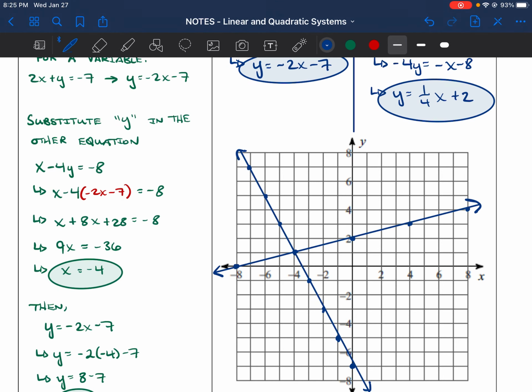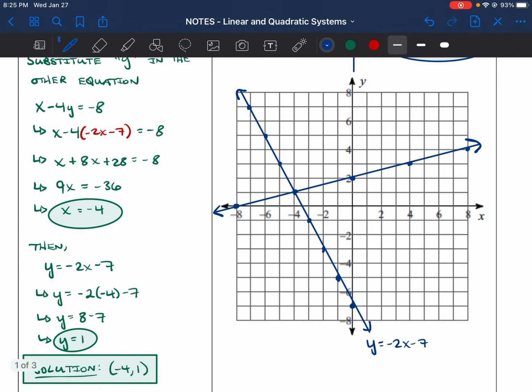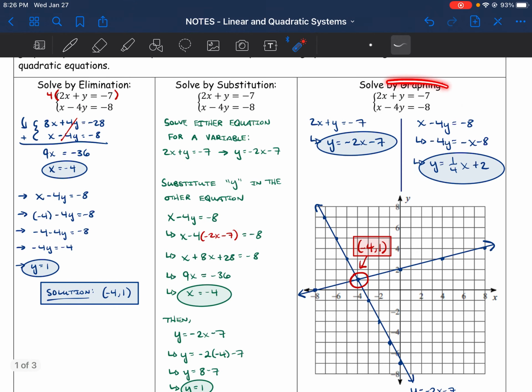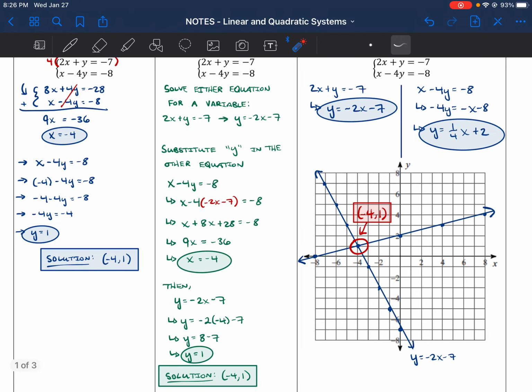The intersection of the two lines is going to be the solution to the system. Notice the two lines are intersecting right here at negative 4, positive 1. And once again, this should not have been a surprise to anybody because this is the exact same system all the way throughout. And every single time, our solution was negative 4, positive 1. This was completely intentional so that you can see that no matter how you decide to solve a system, you always get to the correct answer.